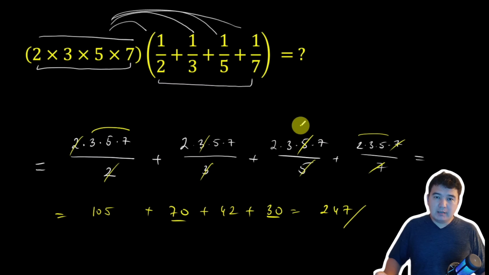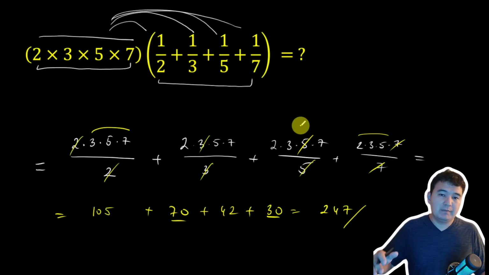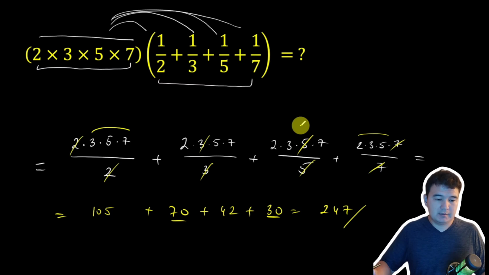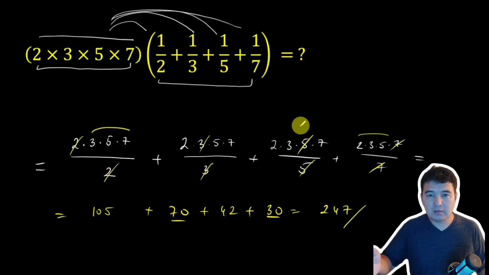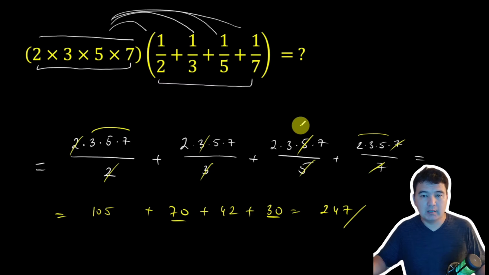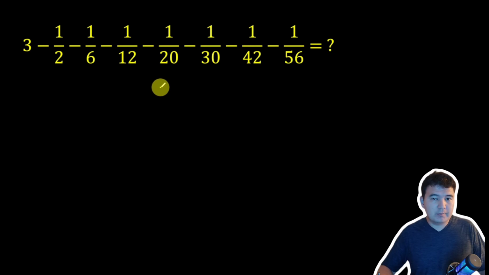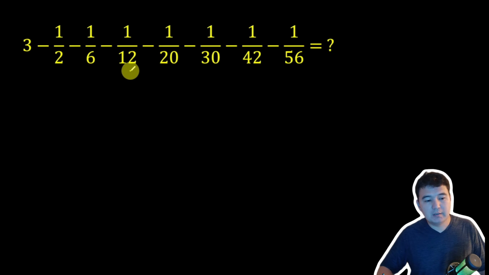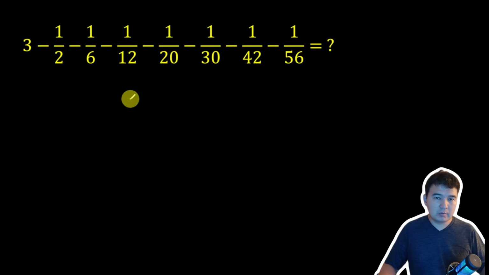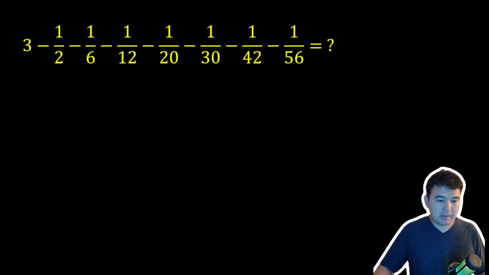The main idea is you need to know how to simplify or optimize your operations. If you don't optimize your numerical calculations, you will lose a lot of time. Let's do the following operations. This is another problem where you don't need to do the common denominators and subtract all these fractions from 3. The first thing I'm going to do is look for some kind of pattern.